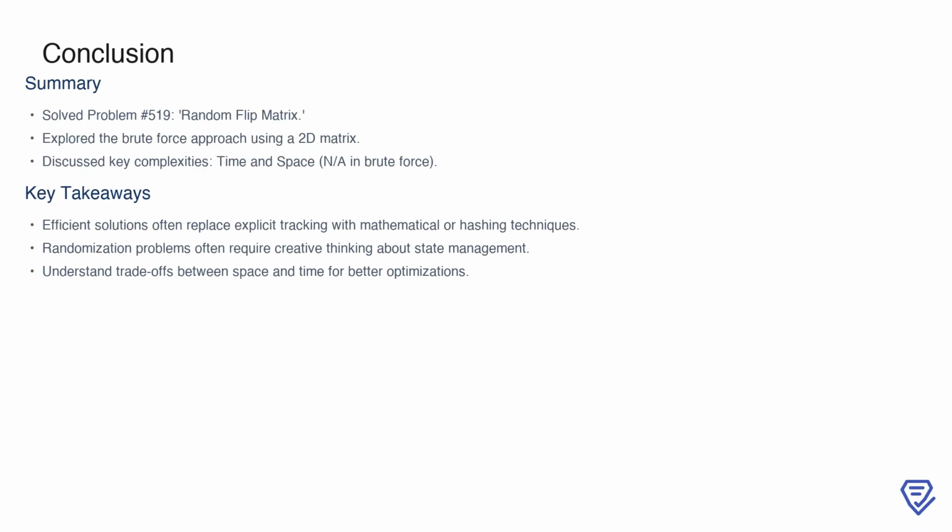That wraps up our walkthrough for problem number 519, Random Flip Matrix. We reviewed the brute force approach, discussed complexities, and shared key insights about tackling randomization problems.